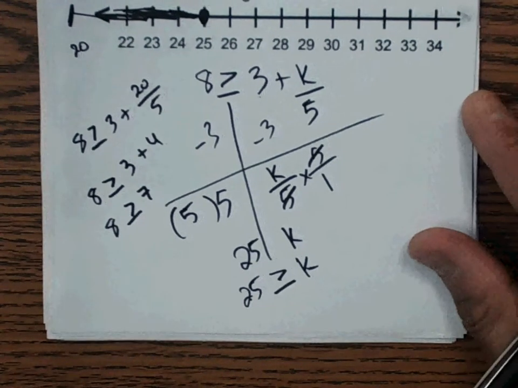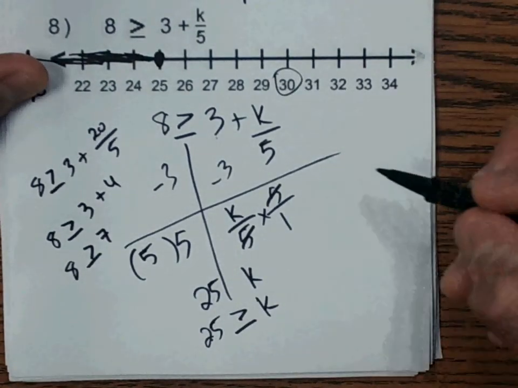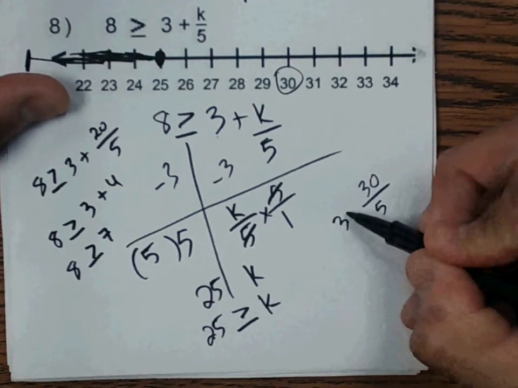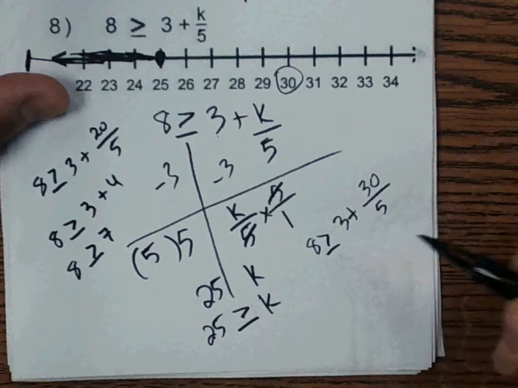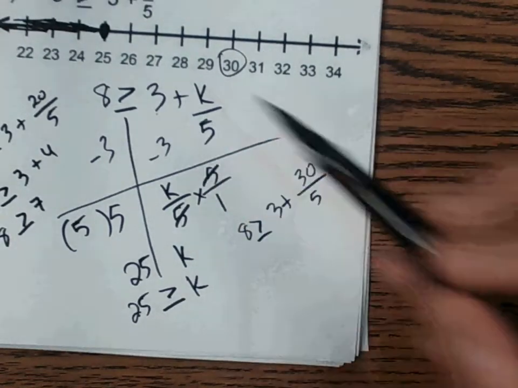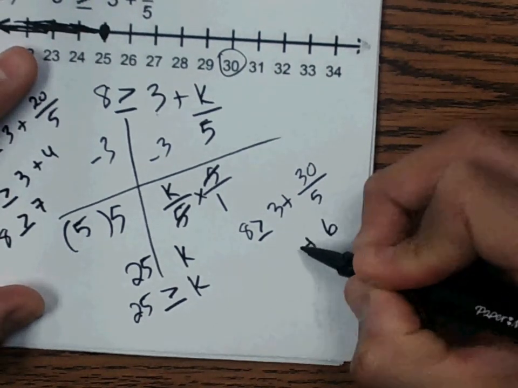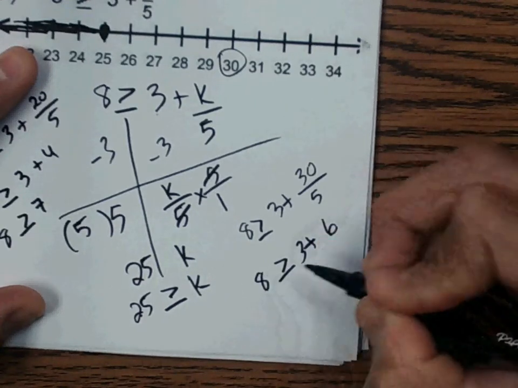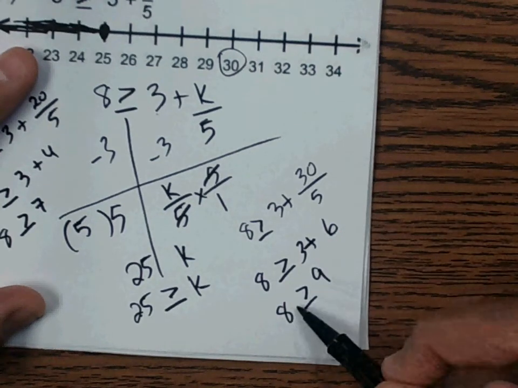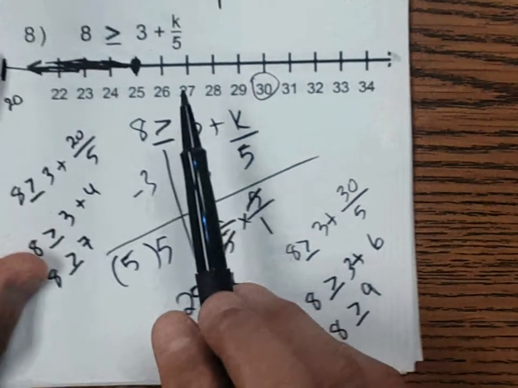Now if we had tried something on the other side of the number line, let's try 30. We're now going to substitute 30 in for our k. So now we're testing to see if anything to the right of our closed circle will work. So 30 divided by 5 is 6. 6 plus 3 is 9. Well, think. 9 is not less than 8, and it's definitely not equal to 8. So anything to the right of our dot won't work.